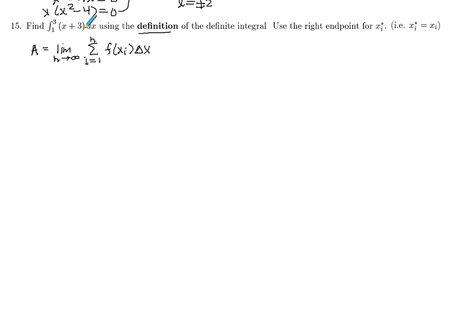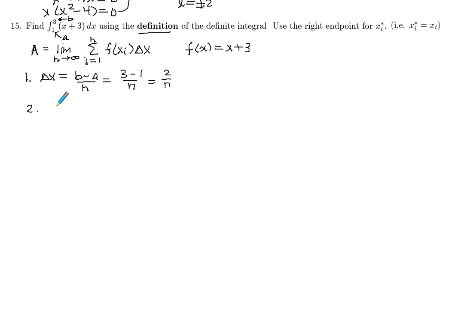And our function here is x plus 3. So f of x is x plus 3. So 5 steps. Number 1, delta x is equal to b minus a over n. So that's our base. Our b is 3 and our a is 1. So this is 3 minus 1 over n, which is 2 over n. So there's our delta x.